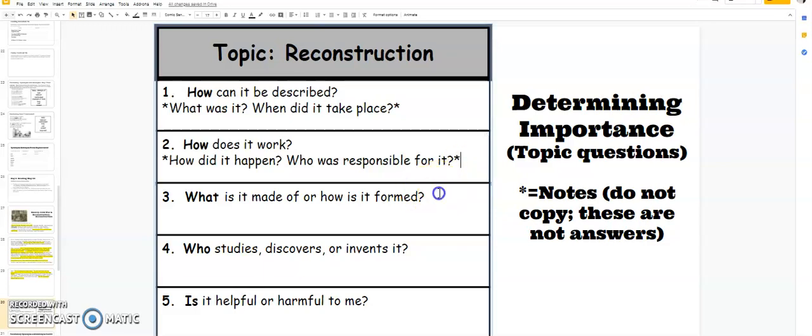What is it made of, or how is it formed? So in this case, we're going to say, how did it happen? Is up there, right? So what we're going to say, let's see. What is it made of? So what had to happen to make it successful? Let's say that.